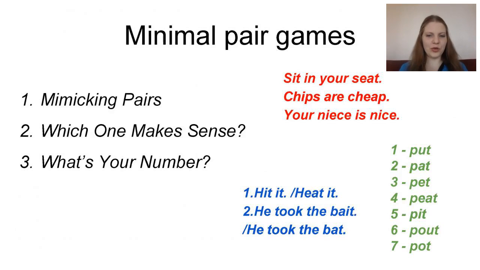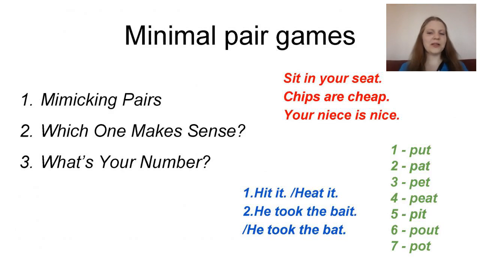And the final game is called What's Your Number? And what you do here is, as you can see on the screen, you write a word next to each number from 1 to 10. For example, number 1 will be put, number 2 will be pet, number 3 will be pet, but with letter E, number 4 will be Pete, and so on.